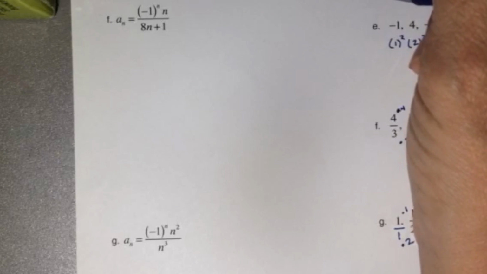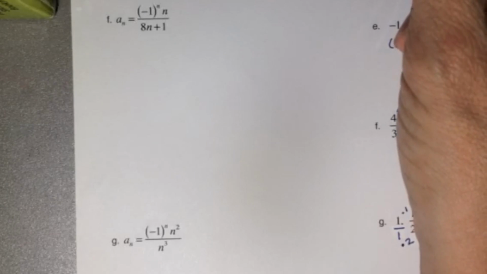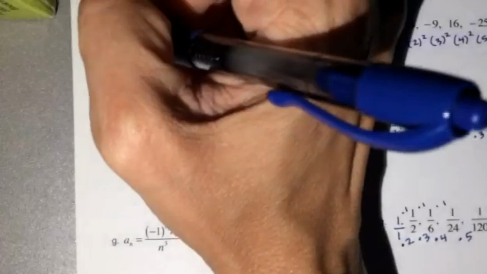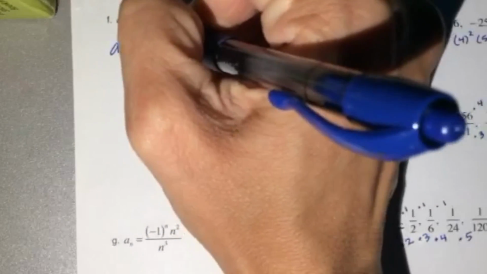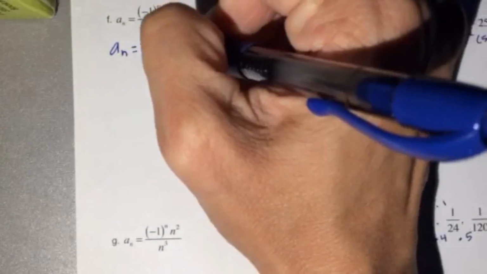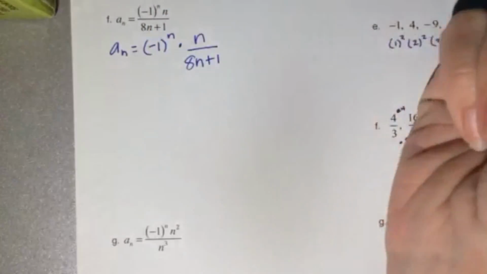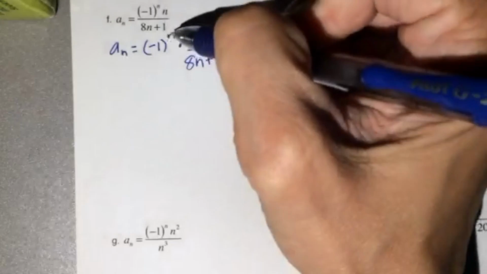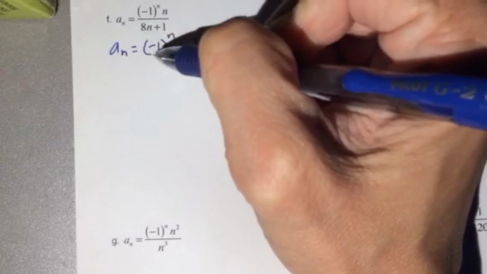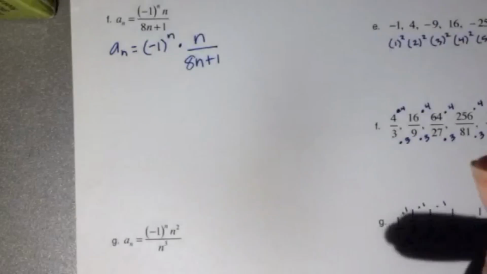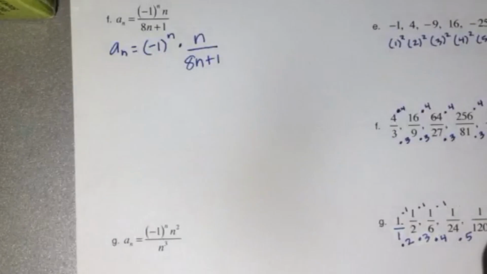So now we're on to f, and what we're going to do is we're going to actually break the sequence up a little bit to be able to evaluate the limit. So we have a sub n equals -1 to the n times n over 8n plus 1. The reason that I'm going to do this is because this piece right here of this sequence is really, its job is to alternate the terms from negative to positive.